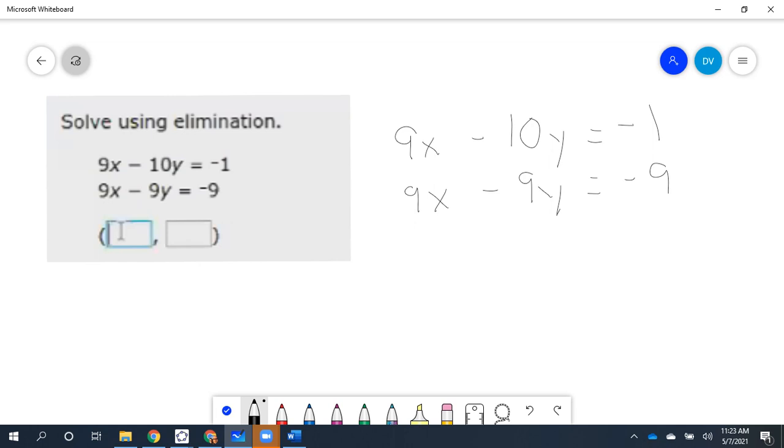Now, what I said, I'm going to remind you, is that we want a negative 9 and a positive 9. We have two positive 9s, so we want one of them to be negative. It really doesn't matter which one. So I'm going to do the first one. So what you want to do is multiply this.